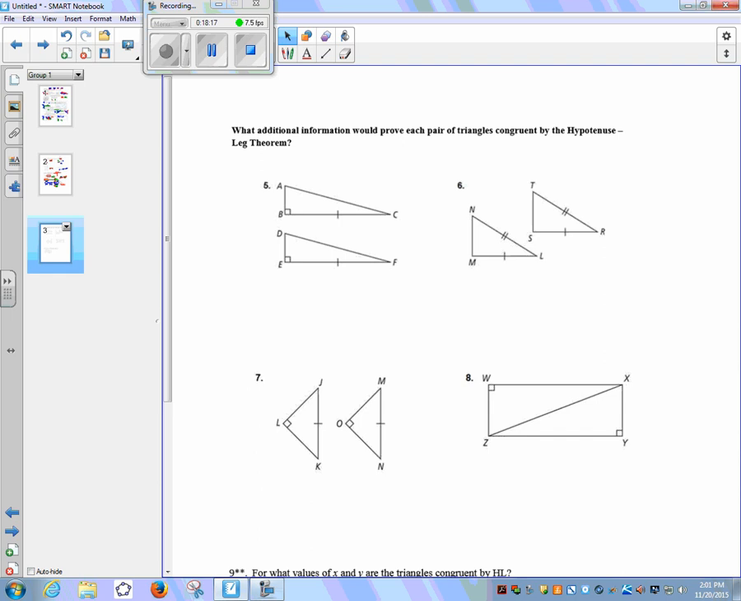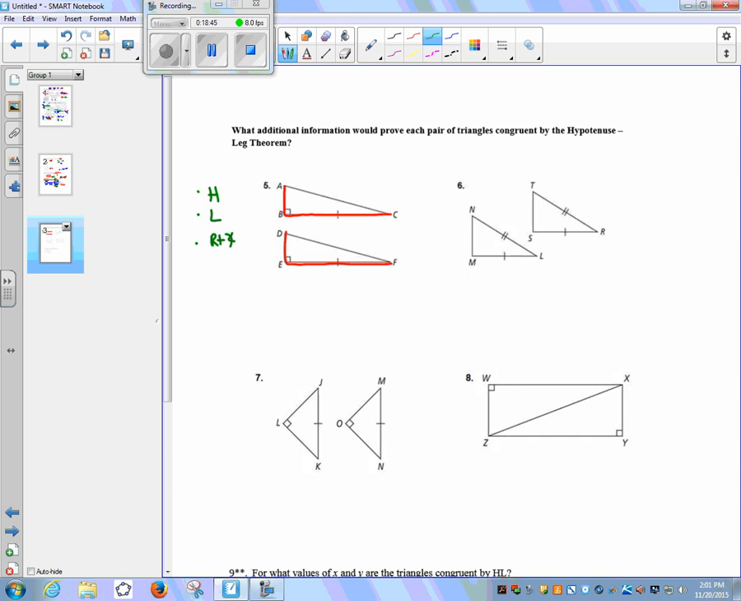Okay, this last page I'm going to have you try on your own. What additional information would prove each pair of triangles congruent by the hypotenuse leg theorem? So you have to look here and say, what did they tell us and what else would I need to know in order to use HL? So use your checklist. H, L, and right angle. Those are the three things you need.